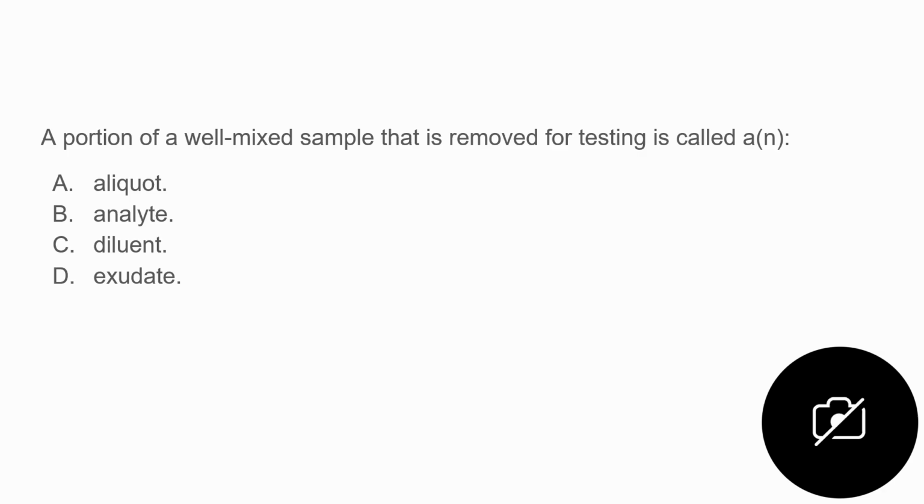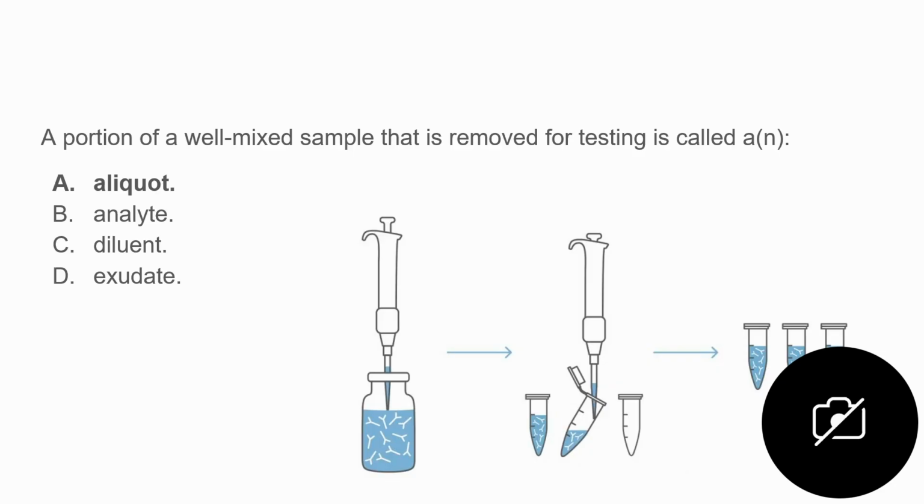So a portion of a well-mixed sample that is removed for testing is called, and that's what we said before, the aliquot. So sometimes that includes the sample that we're drawing plus whatever additives have been put in that sample, such as an anticoagulant or a preservative or a serum separator.